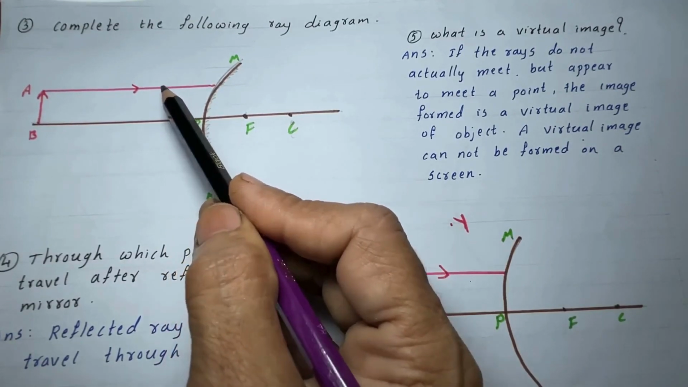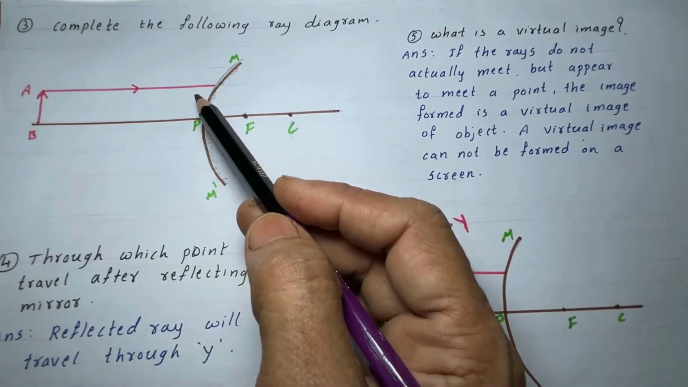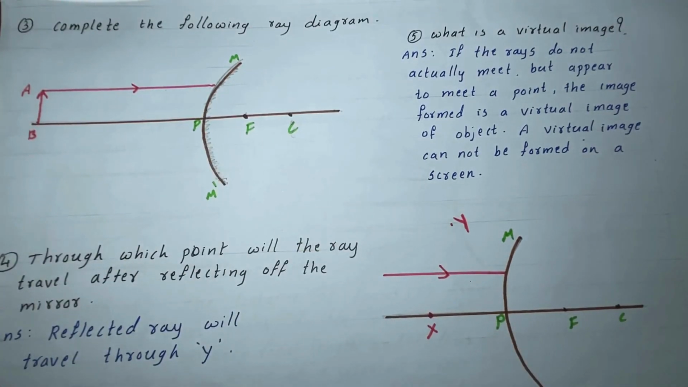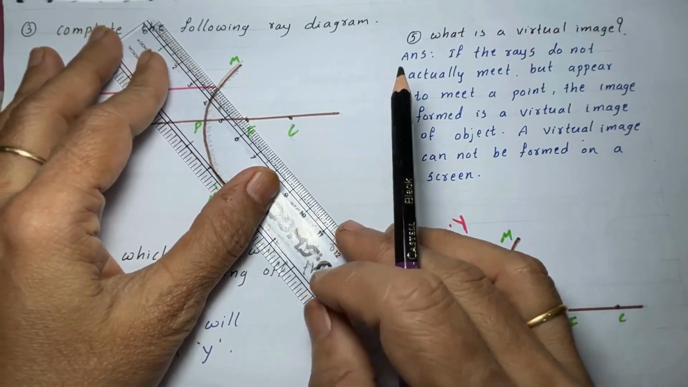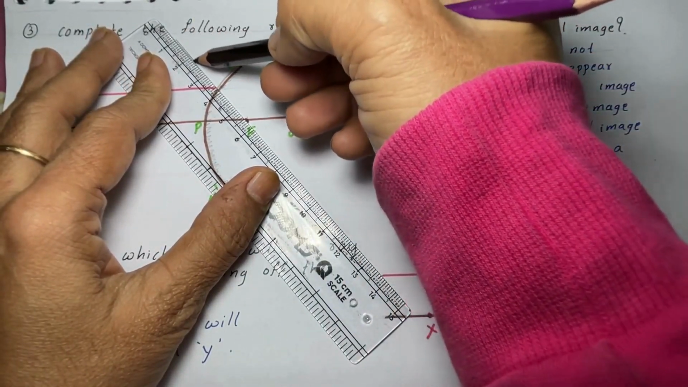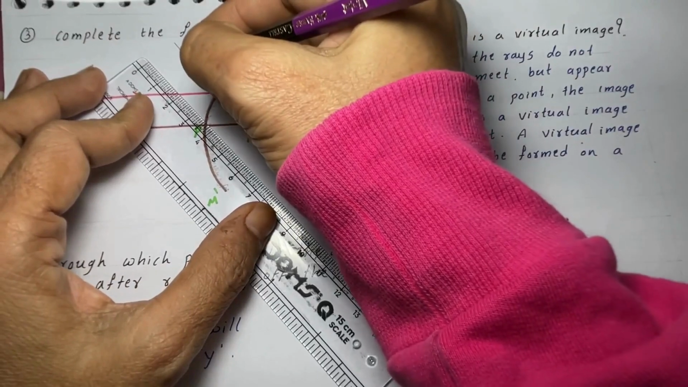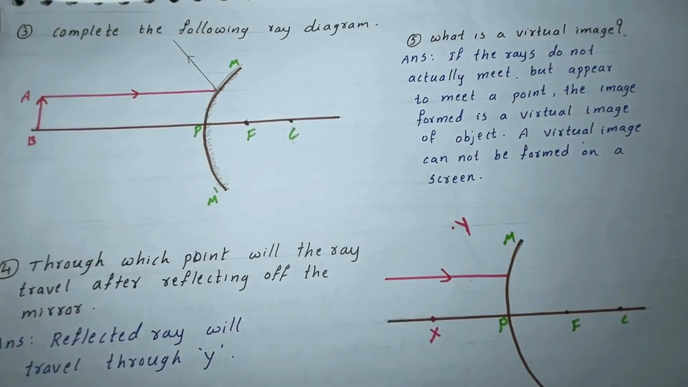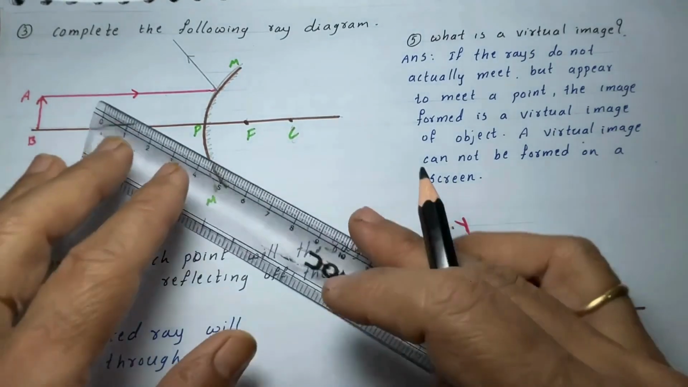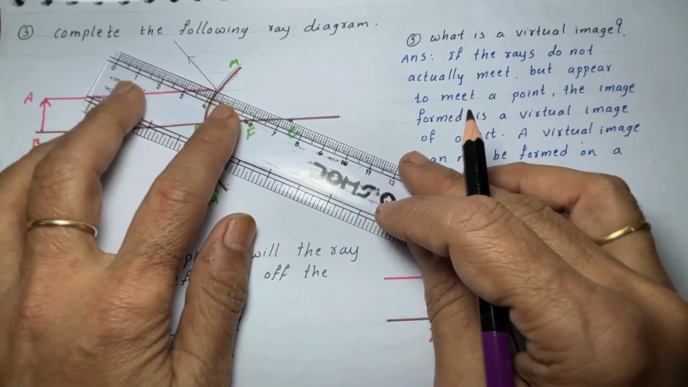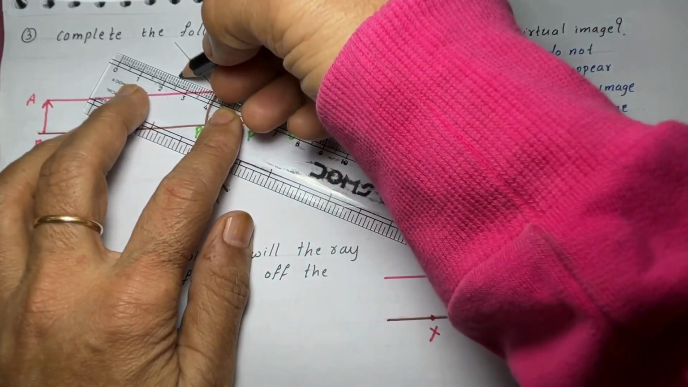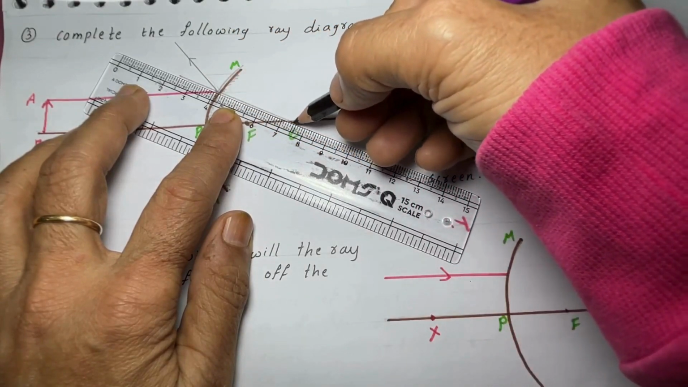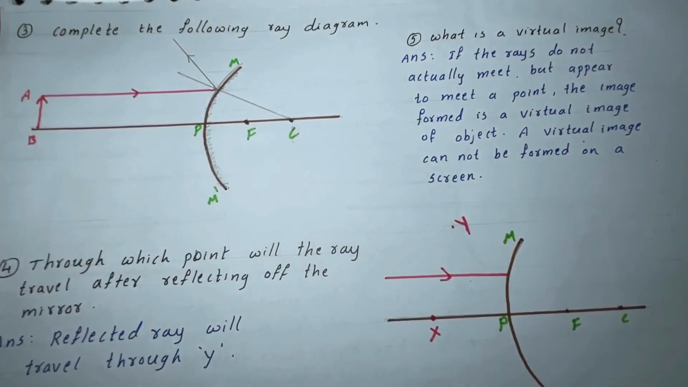When the incident ray is parallel to the principal axis, then what is the direction of the reflected ray? It directs in the direction of the focus. So this is the direction. And one more thing we can do, that is, we can draw the normal also, which joins the point of incidence and the center of curvature. Thus we can complete the ray diagram.